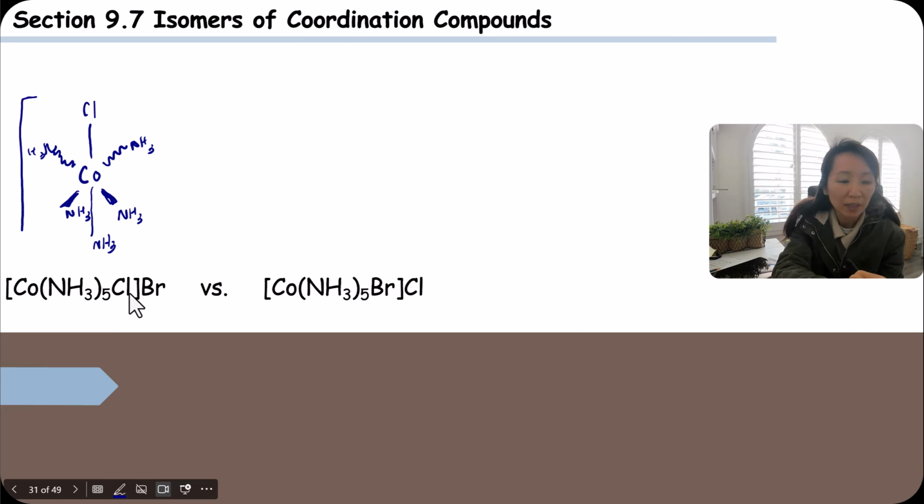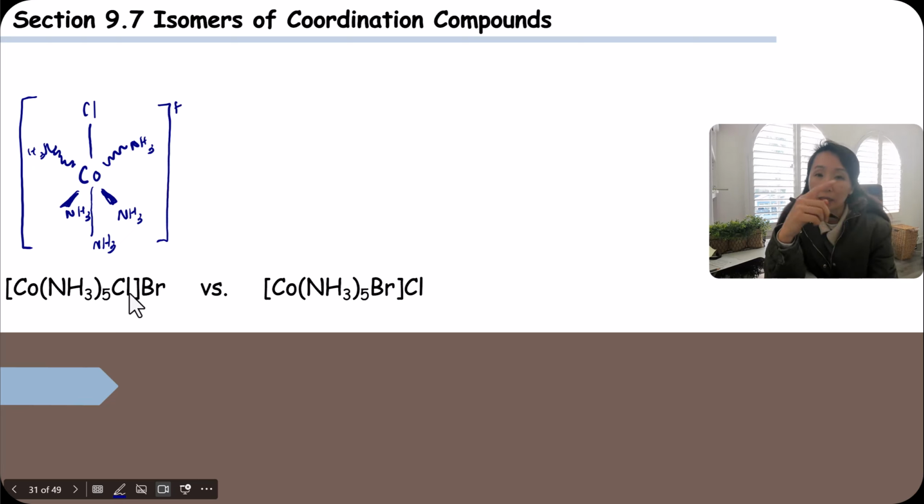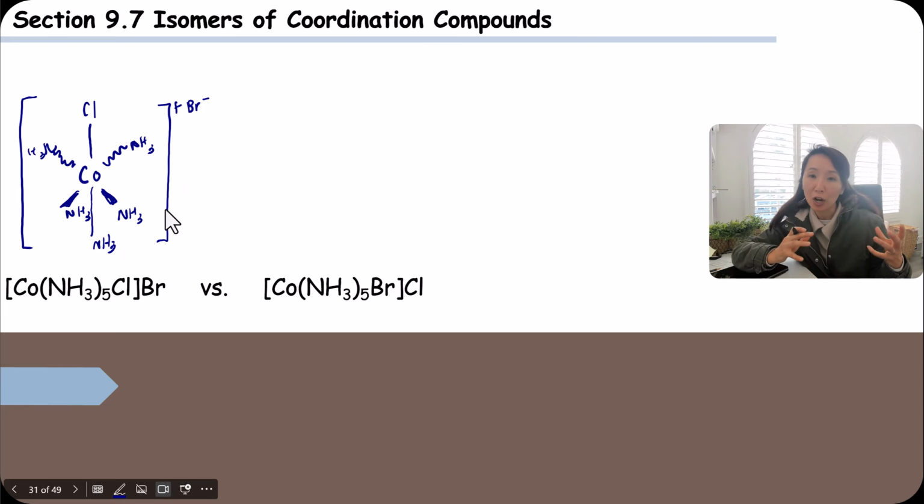This whole thing has a charge of +1. That +1 charge has a counter ion that makes the entire compound neutral. So the counter ion is bromine. Since bromine is sitting outside of the bracket, it's going to be outside of the bracket over here, Br-. So this entire coordination compound shows that chlorine is in the middle and bromine is outside. Let's compare that to the one on the right.